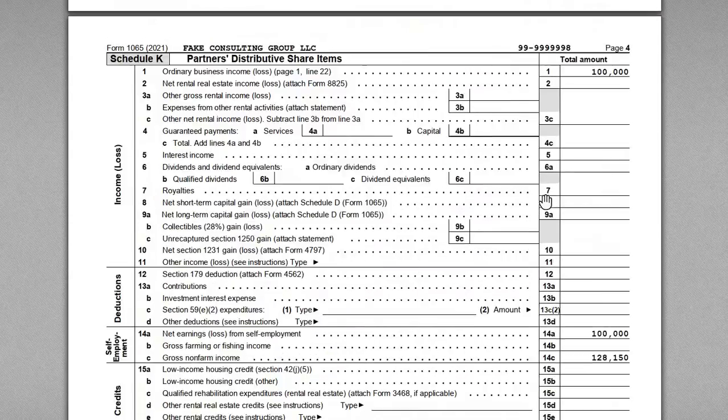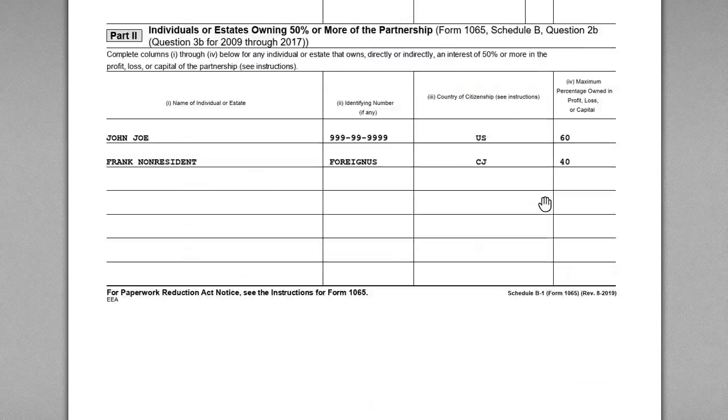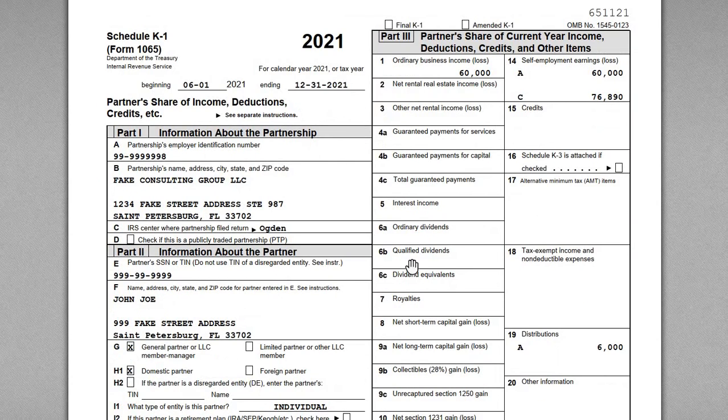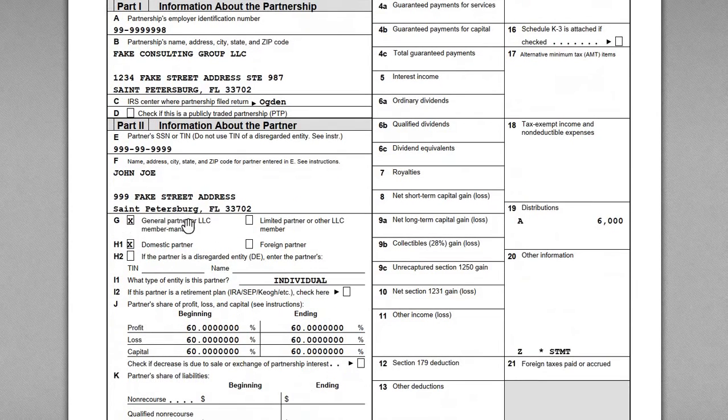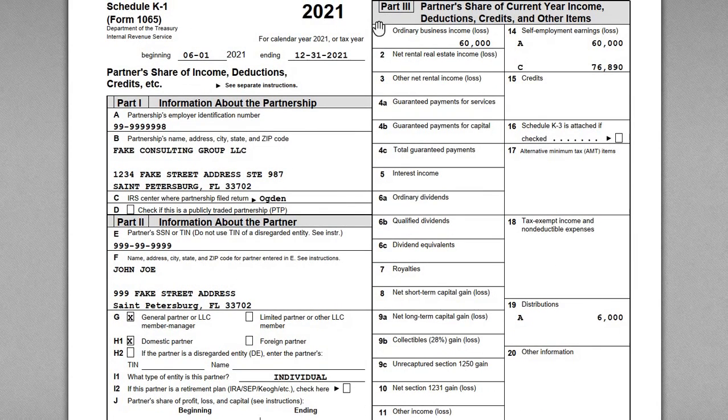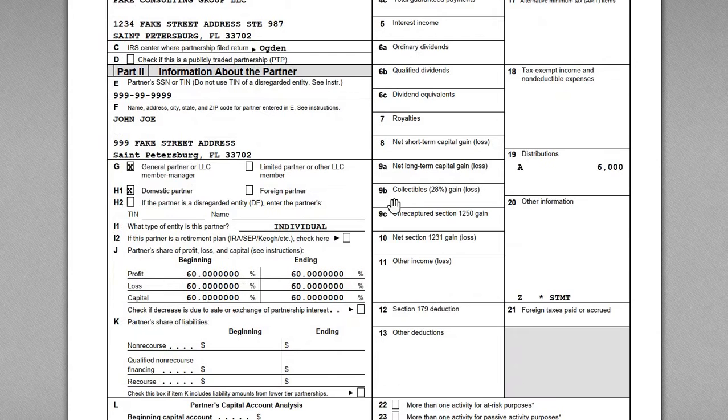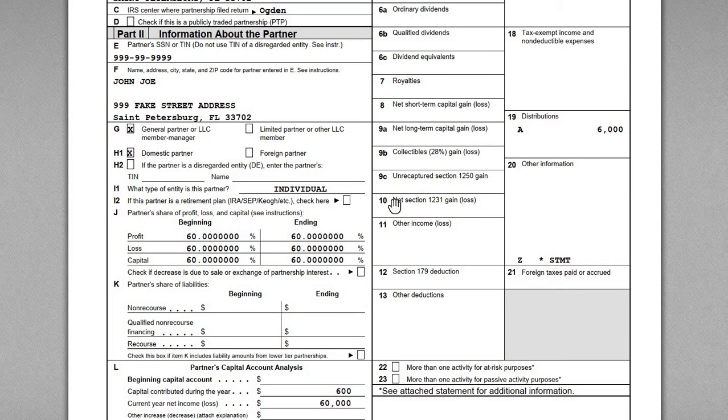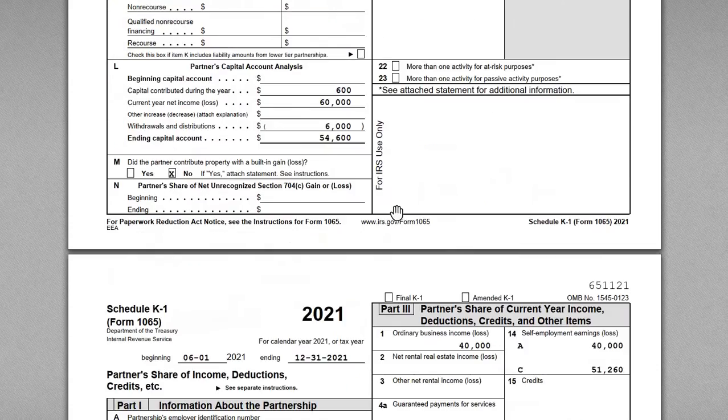Okay. Now let's start looking at the K1s. Let's go through here. Okay, so this is the K1 for John. Now remember, John's the U.S. person. So we have John here, general partner or LLC member manager, and he's a domestic partner. Right, and so he's got his $60,000 allocation up there. And then again, there's no withholding tax for John's share because he is a U.S. person.